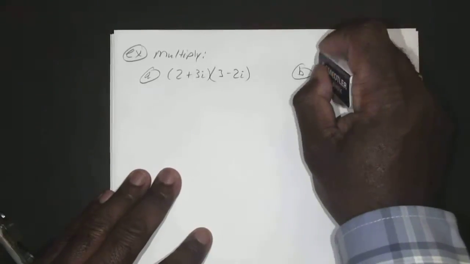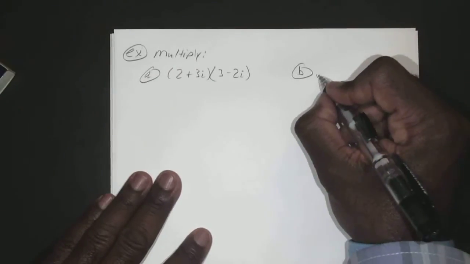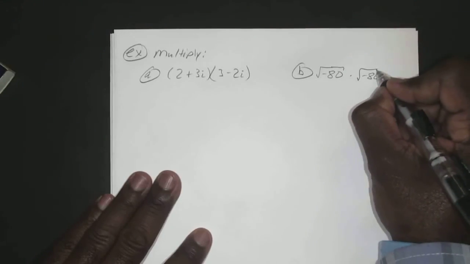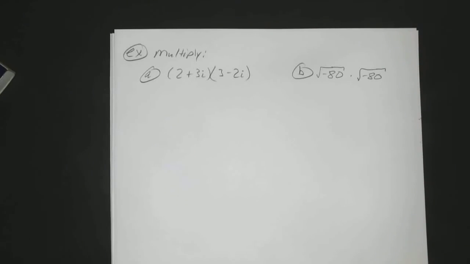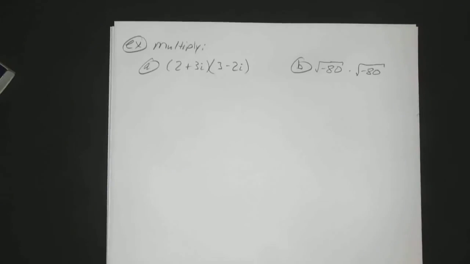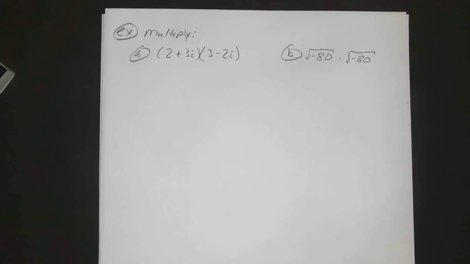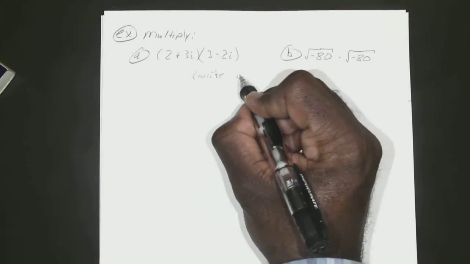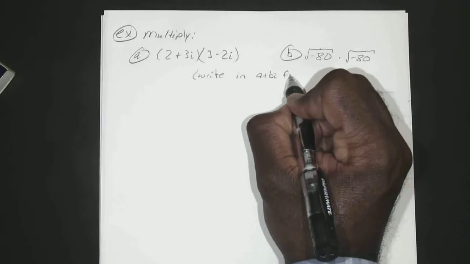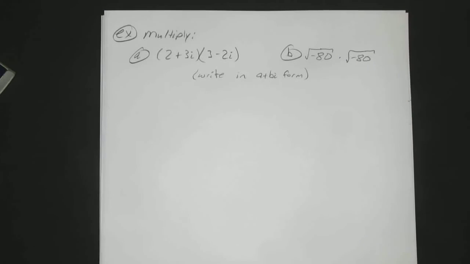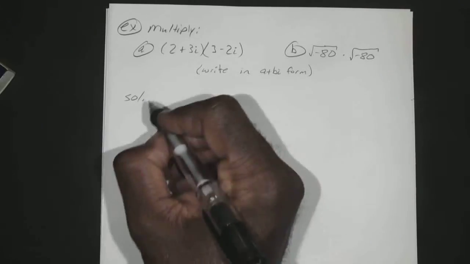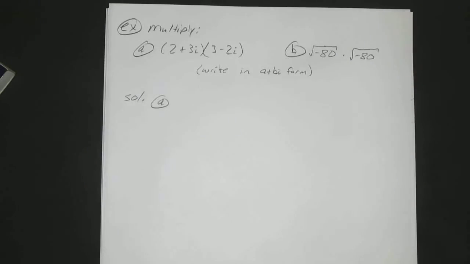Let's say we wanted to multiply square root of negative 80 times square root of negative 80. Okay, and we wanted to write it in a plus bi form. So for problem A, we do just like we did before, just do our FOIL method.